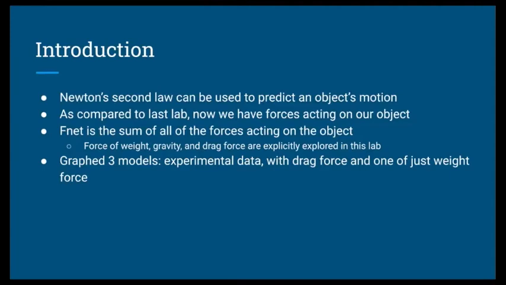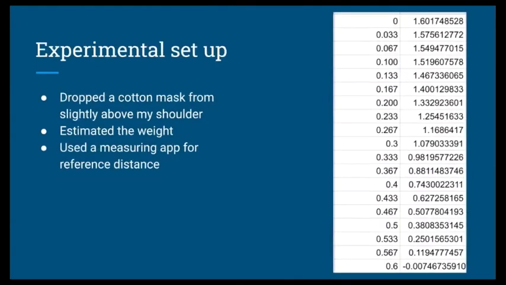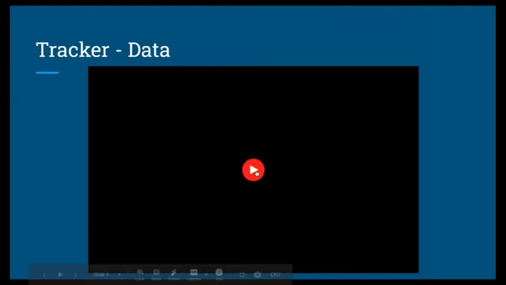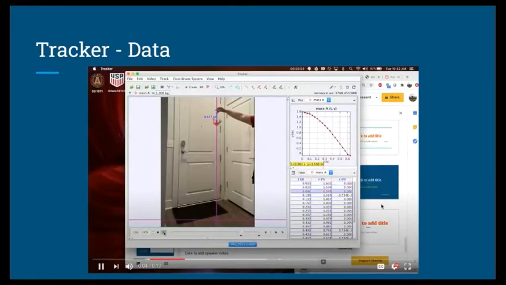To do this, I did three models: one using experimental data, a computer model that considered weight force and drag force together, and one that just considered weight force. For my experimental data, I dropped a cotton mask from slightly above my shoulder and estimated the weight. I used a measuring app to find the height, which I put in Tracker, and Tracker calibrated it to the entire height that I dropped it from, which ended up being 1.6 meters. And this is my Tracker data.